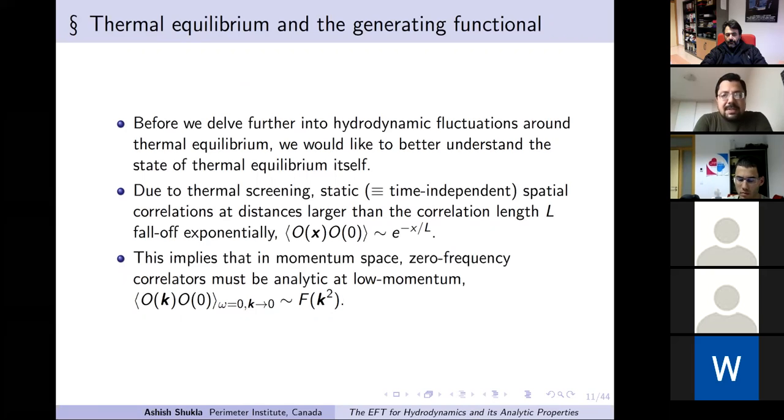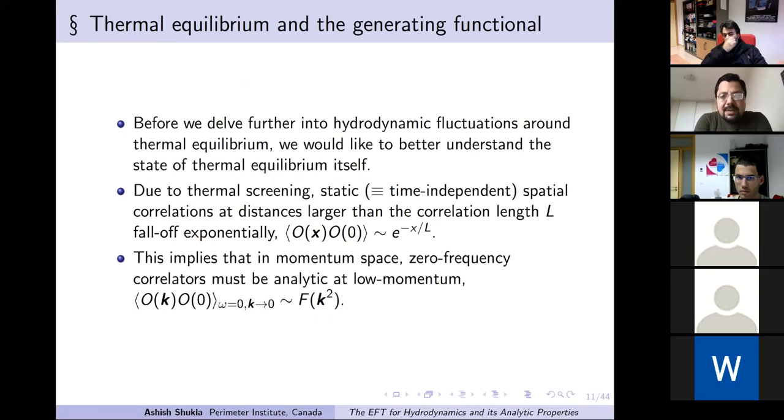Because of this screening, if I compute time-independent spatial correlation functions at distances larger than the correlation length of the system, then these correlation functions will fall off exponentially. For example, if I consider some quantity O and compute the 2-point function of O at x with O at 0, then it falls off exponentially as e^(-x/L), where L is the correlation length of the system. Here I'm assuming that I'm away from any second order critical point, so that my correlation length L is actually a finite number.